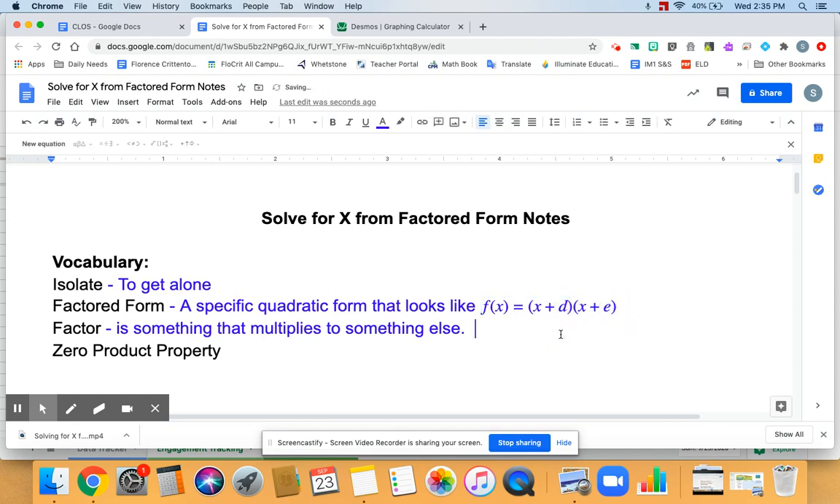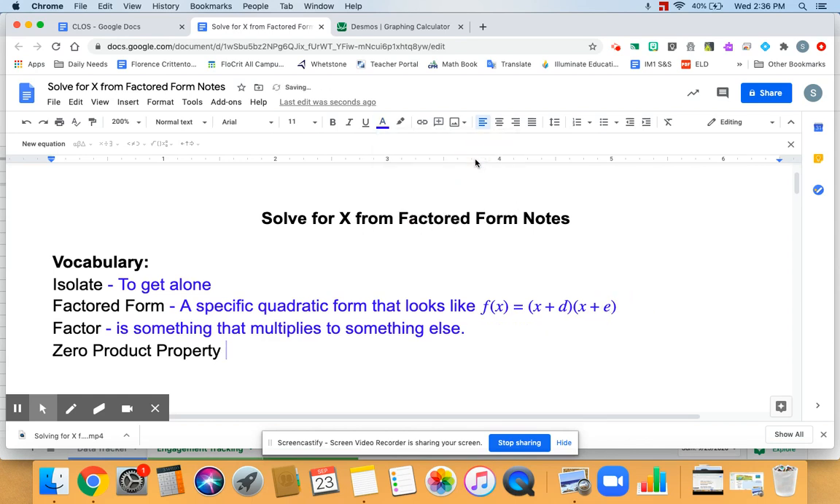Another way to think about it is factors of 15. Factors of 15 are, for example, 1 times 15. So those are both factors. You could also have 3 times 5. And so 3 and 5 are known as factors of 15 because when they multiply together, they become 15. And so that's what the word factor means. So this is called factored form because this multiplied to this parentheses would equal the big standard form.